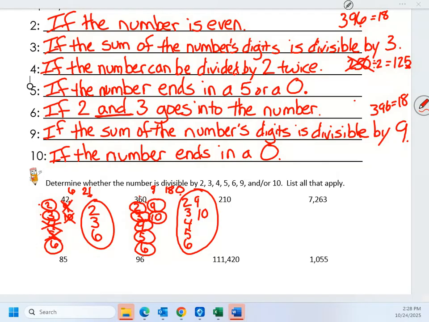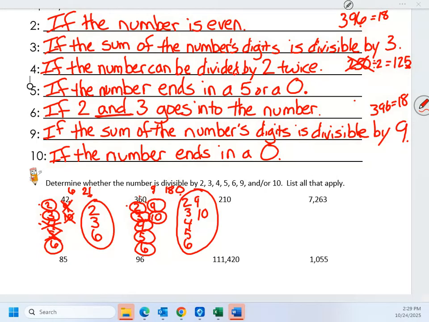So every single one of these numbers, you are going to write out 2, 3, 4, 5, 6, 9, and 10. You're going to go through every rule to see, is it divisible by it or not? If it is divisible by it, you circle it. If it is not divisible by it, you cross it off. And then when you get all the way through all of them, you look back and you write the numbers that you circled. Do every single rule to every single number.